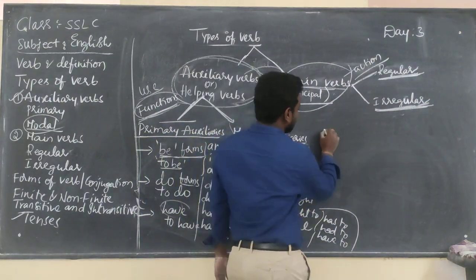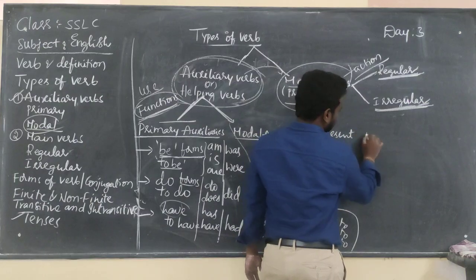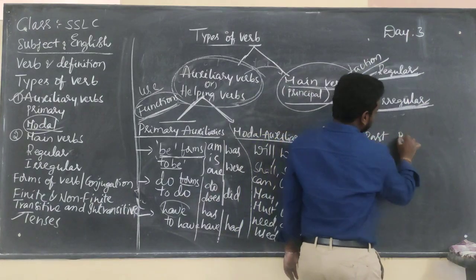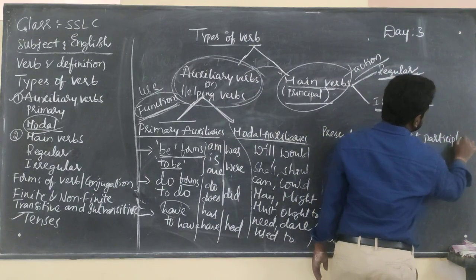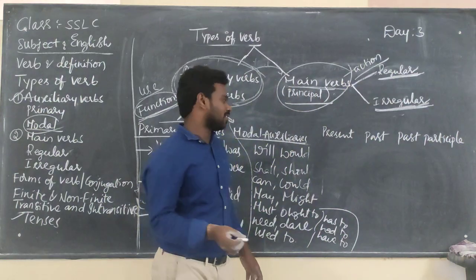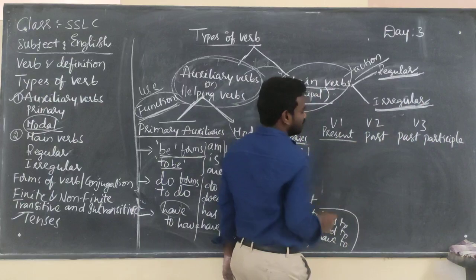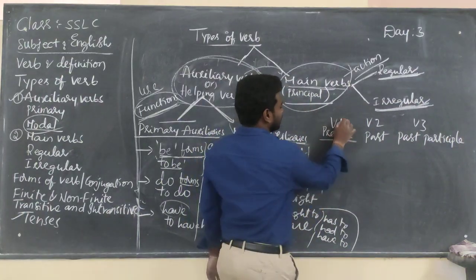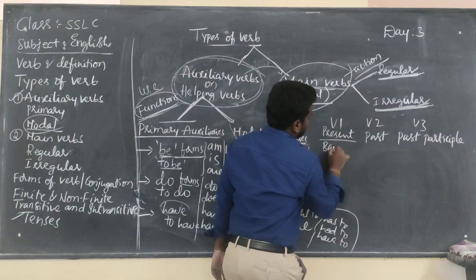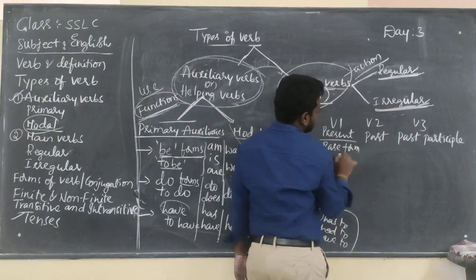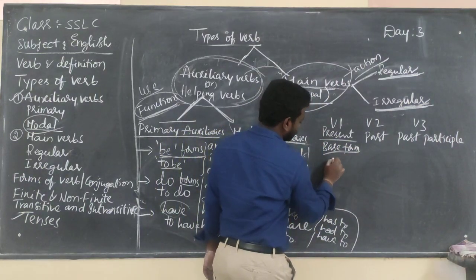All the action verbs or main verbs have different forms. What are they? We can say present form, past form, past participle, V1, V2, V3. The present form is nothing but the base form. For example, if I take the base form go.